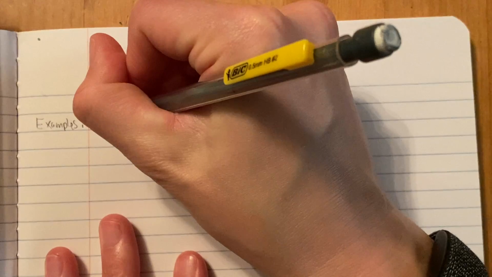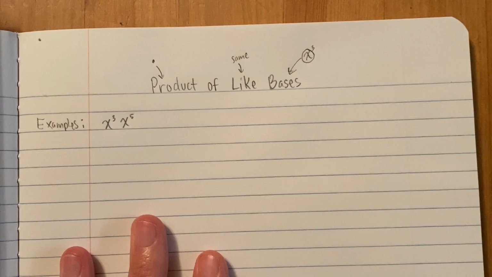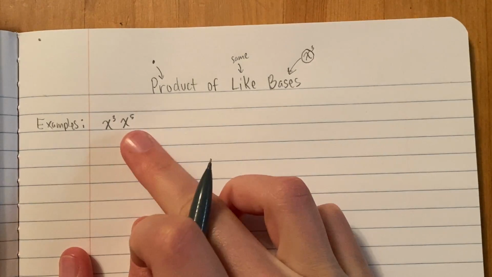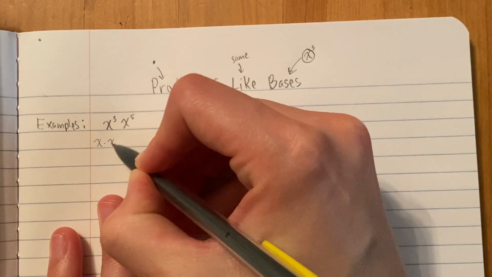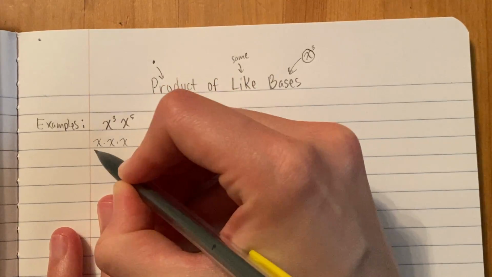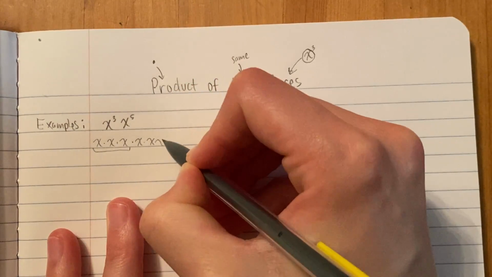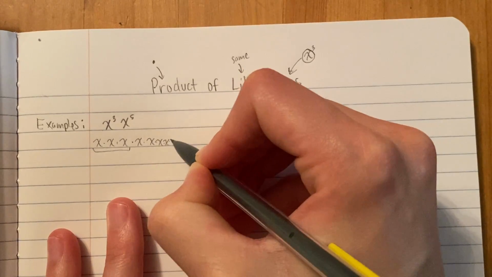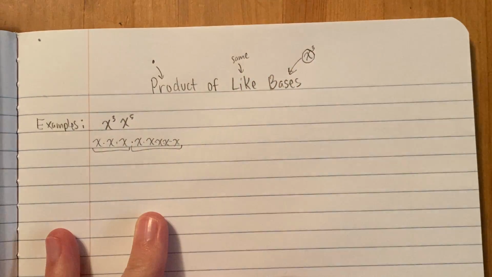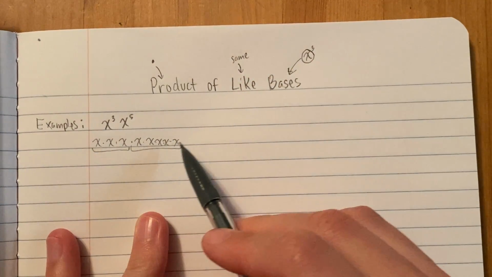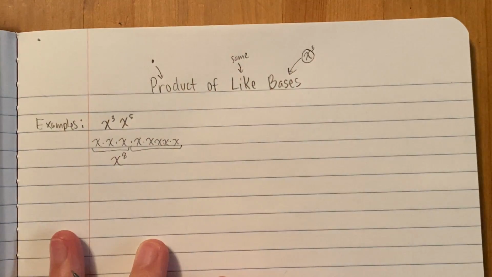So here's the first example. This is x to the third times x to the fifth. So let's think about what this actually means. This means x times x times x, right? That's this, multiplied by x times x times x times x times x. That's x to the third times x to the fifth. So what does this equal? Well, this equals x times 8 times. So how would I write that? I would write that as x to the 8th.